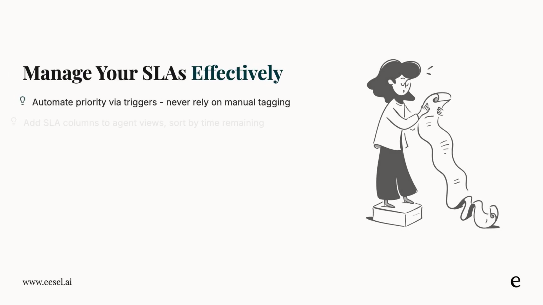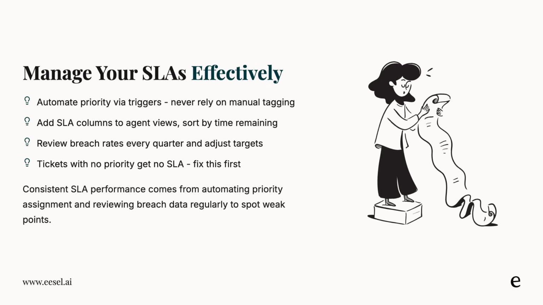Once your policies are live, a few habits will make them work much better. First, use a trigger to automatically set ticket priority on every new ticket, because any ticket without a priority gets no SLA at all. Also add SLA columns to your agent views so your team always sees which tickets are closest to breaching, and review your breach rates every quarter to adjust targets as your team grows.